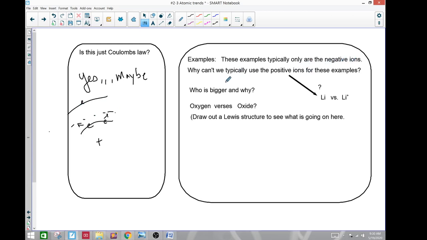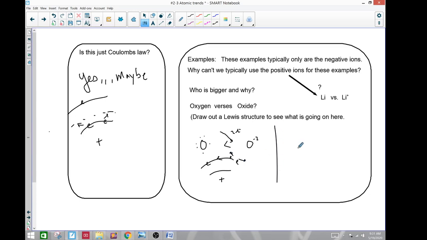We can't typically just do examples like this with positive ions because why would this not work? For example, we're looking at oxygen versus oxide. They both have 2 energy levels, and this one has 6 valence electrons, missing 2. So as I add my 2 electrons in, I keep the same energy level. This one is slightly bigger because of electron repulsion.